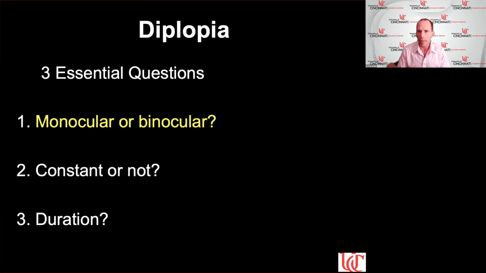And the first question that is very helpful is, is it monocular or is it binocular? So monocular means that it's there with either eye covered. So it might be monocular in one eye or in both eyes. The point is, if the patient has double vision that is present with one eye closed, it is monocular.